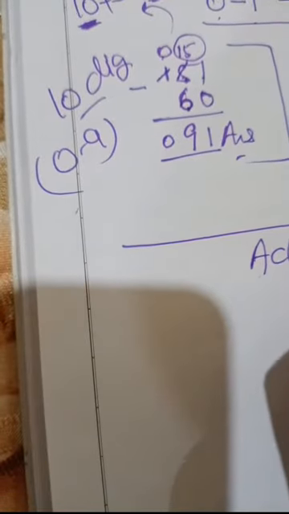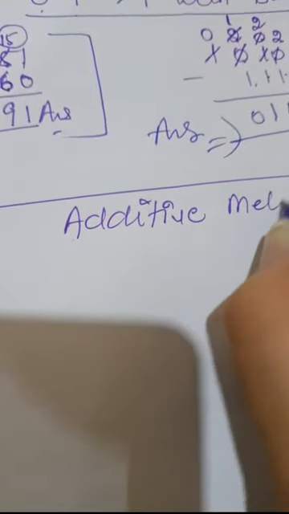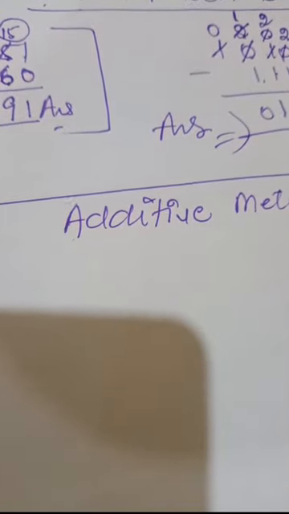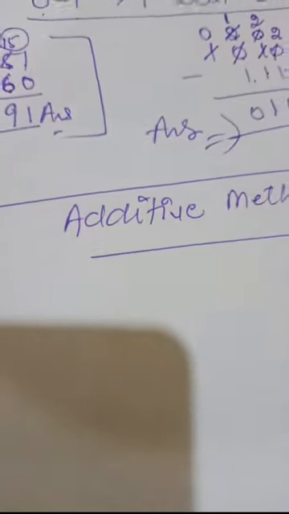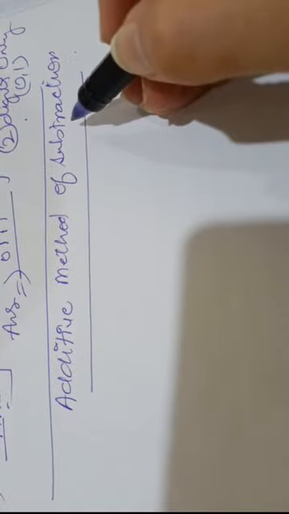So for that purpose, another method used by the computer is the additive method of subtraction. That means subtraction is performed using the addition method. This additive approach is known as complement, complementary subtraction.